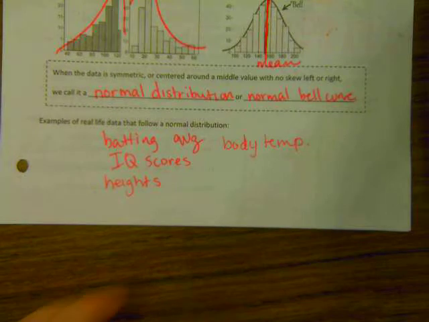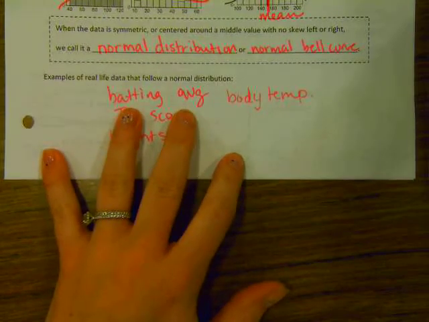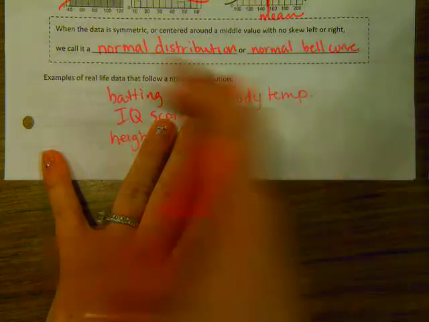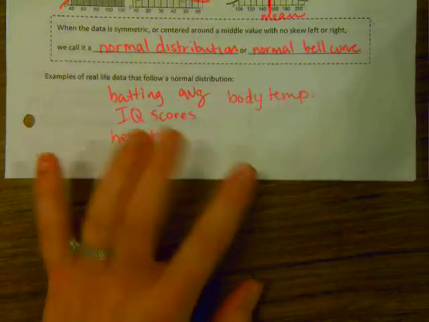Examples of real-life data. A lot of times, like I said, they take data from surveys. They take data from real-life events. So some of the most popular ones that follow a normal distribution are batting averages. So you always have an average amount, and then you have the really good players, and you have the really low players. IQ scores, average IQ versus the really high IQ and the low, heights, body temperature, and these are just some of them. There's a lot out there.